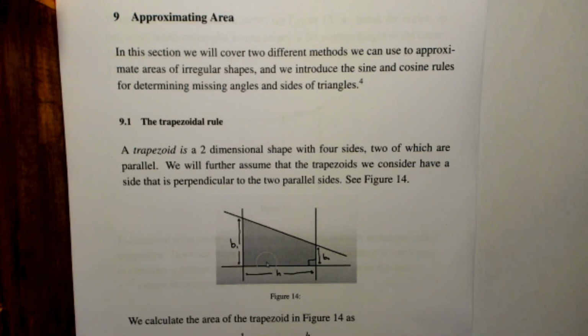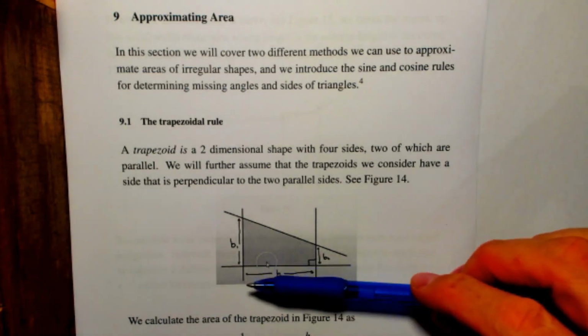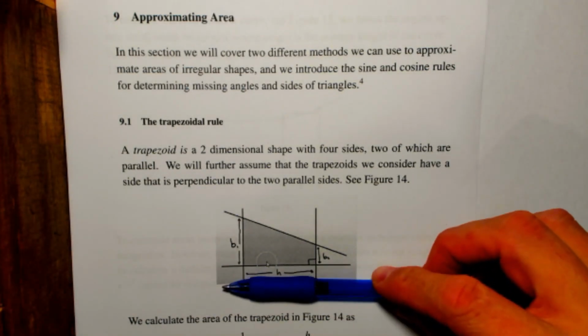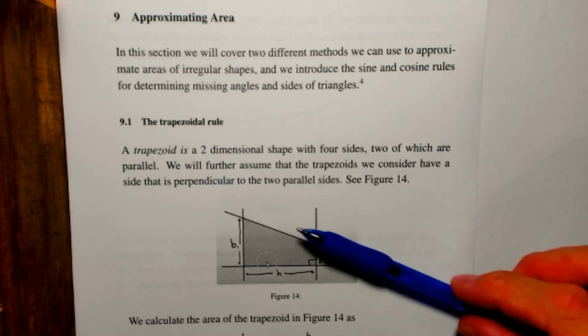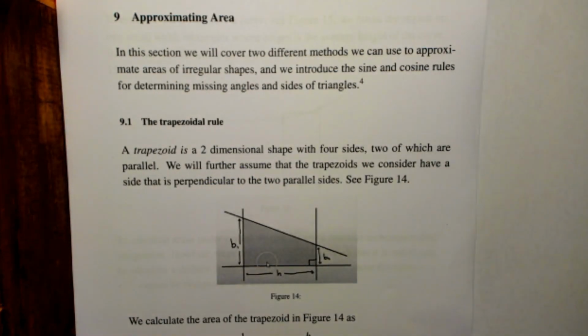So suppose we have a two-dimensional shape with four sides. You can have a look at figure 14 there. What we see is a trapezoid. On one side we've got parallel edges that are opposite, and then this base is perpendicular, and then we've got some slant there. So that's a trapezoid. What we're going to do is use this to approximate the area under a curve between 2 points, say A and B.